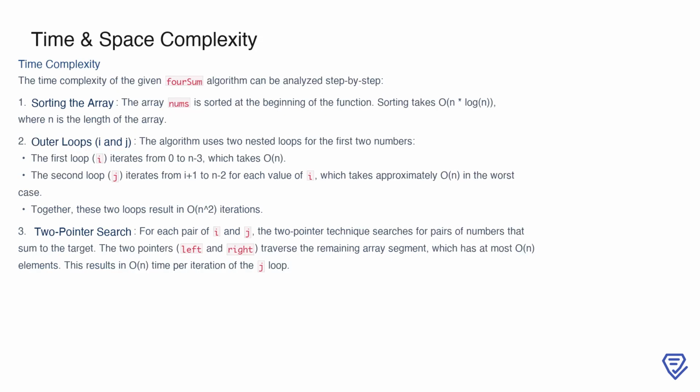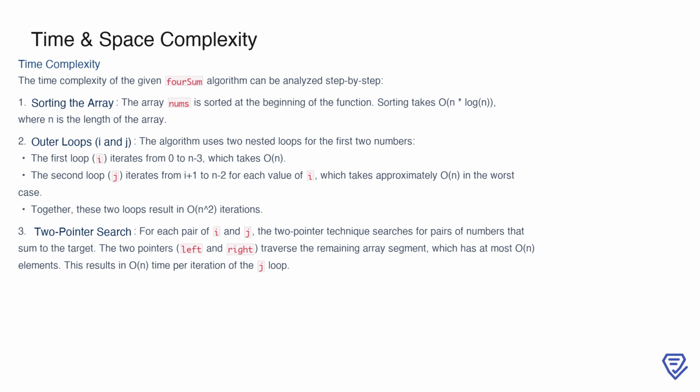To analyze the time complexity of the foursome algorithm, we start with sorting the input array. Sorting takes O(n log n) time, where n is the size of the array. Next, the algorithm uses two outer loops, with the first loop iterating from 0 to n-3 and the second loop iterating from i plus 1 to n-2. Each of these loops independently runs in O(n) time, and together, they result in O(n squared) iterations. Within each iteration of the nested loops, we apply a two-pointer search to find pairs of numbers that sum to the target. The two pointers traverse the remaining segment of the array, which has at most O(n) elements, leading to O(n) time for this step.